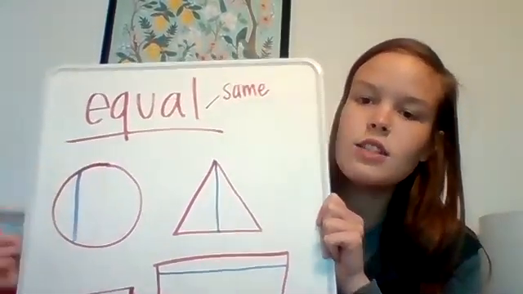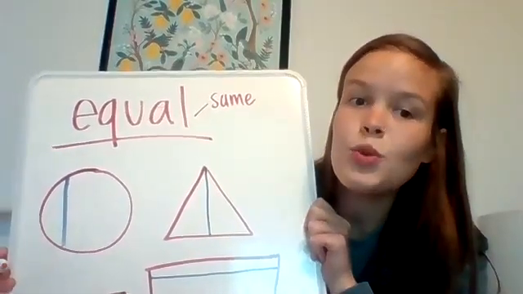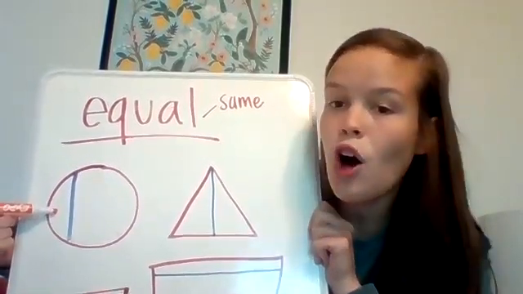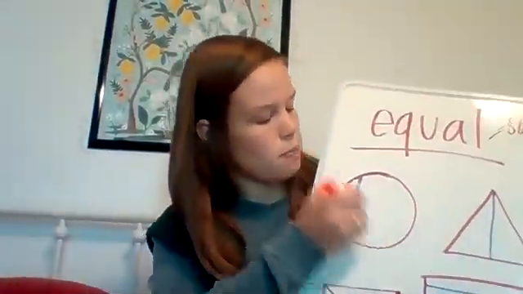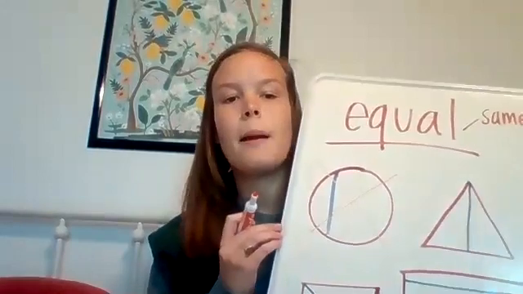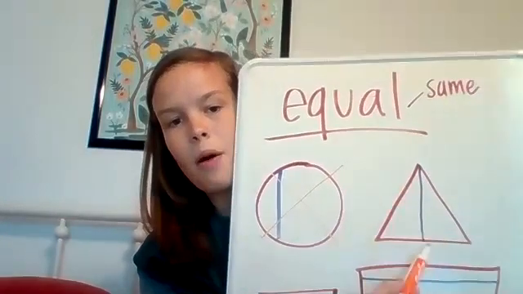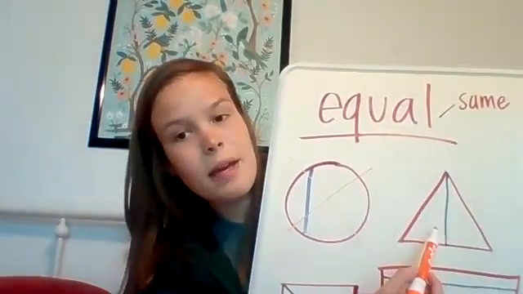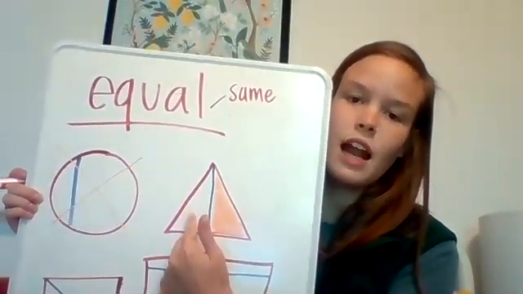So if I was to cut this circle on this blue line right here, I would not be cutting it into equal parts because this half is so much smaller than this half. So this is not equal. Those parts are not the same. But let's look at the triangle right here. I drew a line from the top all the way down to the bottom in the middle, making them equal parts. So I'm going to shade in one half of that equal part to show that they are equal. I shaded in one of the halves, leaving another half not shaded.